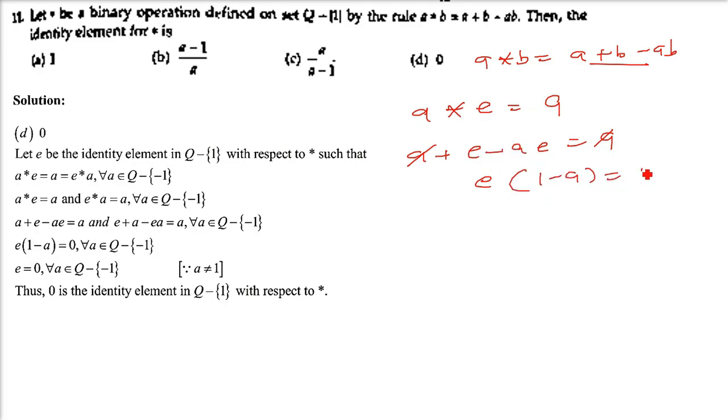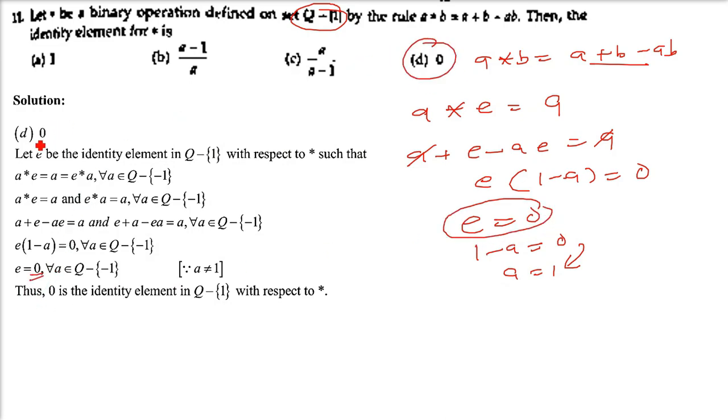So this gives you two conditions: either E is 0 or 1 minus A is equal to 0. But if you take the second condition, 1 minus A equals 0, that is A equals 1. But it is not possible. So E has to be 0. So the identity element is 0.